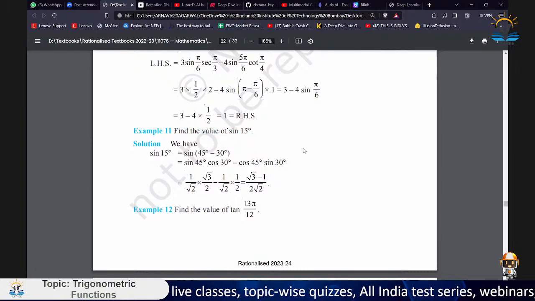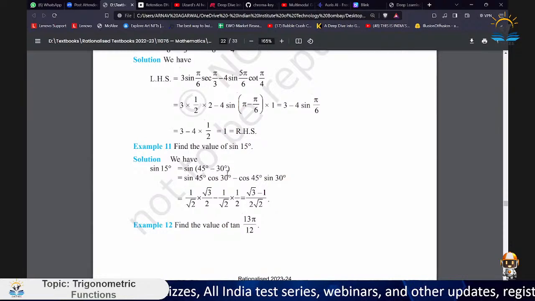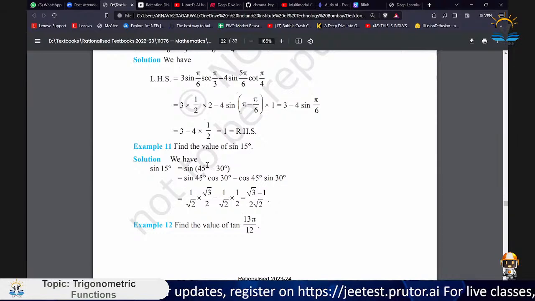What we can do now is write sine 15 degree as sine of 45 minus 30. It's the same thing, right? And we can apply the sin x minus y formula. We know that sin x minus y is sin x cos y minus sin y cos x, right? Why did we write only 45 minus 30? We could have written 60 minus 45 too, by the way, but we could have written 18 minus 3 also, right?